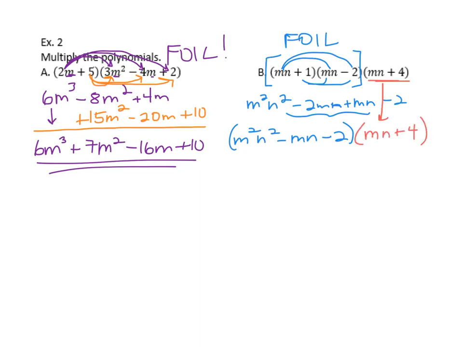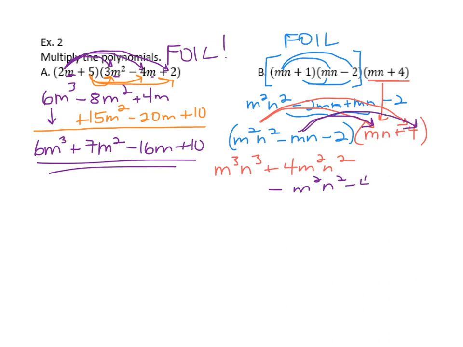And guess what? We get to FOIL again. I know, it's great. If we take m squared n squared times another mn, we raise our exponents to m cubed and n cubed. And then if we take m squared n squared times 4, that's just 4 m squared n squared. Now that next term, the negative mn, if I multiply that by itself, that's going to be negative m squared n squared. And if we take negative mn times positive 4, that'll be negative 4mn.